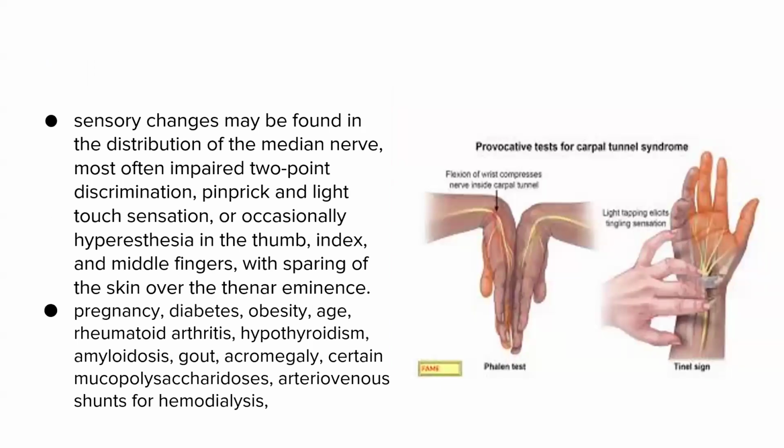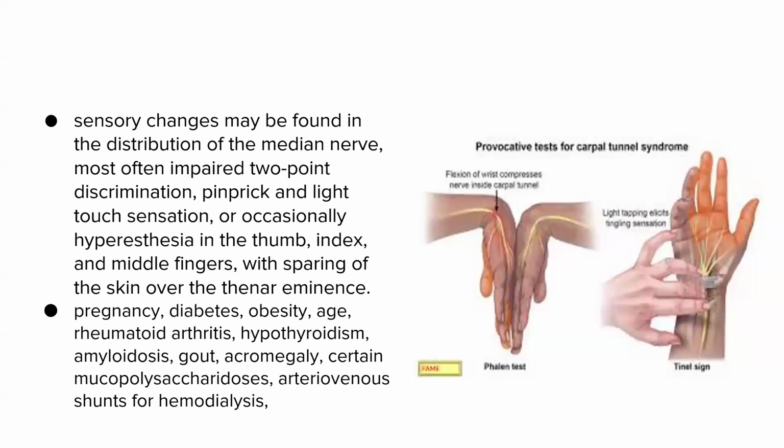Provocative tests: we can do the Phalen test, which is very specific for carpal tunnel. You make the patient bend the wrist at 90 degrees for about a minute, and there will be reproduction of the paresthesia. The patient will complain, oh, I have pain in my finger. So it's about 80% specific.